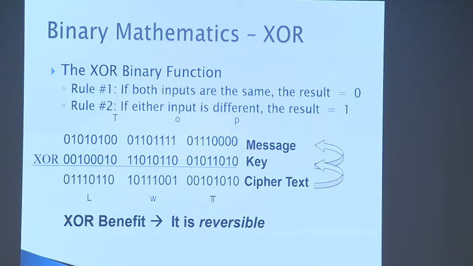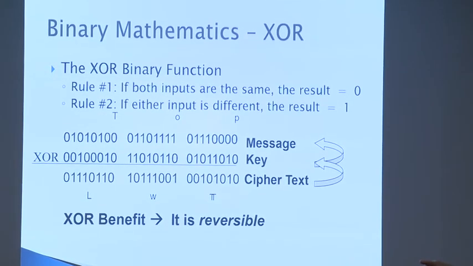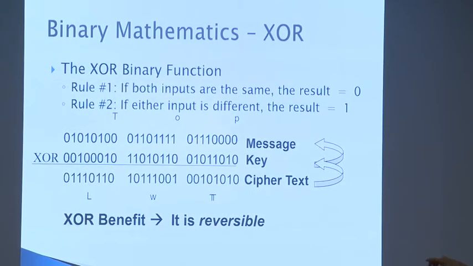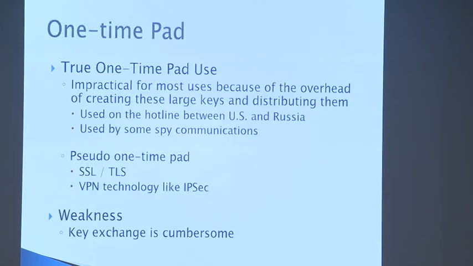That's your exclusive OR that we talked about a moment ago. So what you can do with the exclusive OR, you can take your message, you can exclusively OR it with a key and come up with a ciphertext. Then you can do it backwards. You can take the ciphertext, exclusively OR it with a key, and get back your message. So it's an easy way of being able to send your data back and forth.